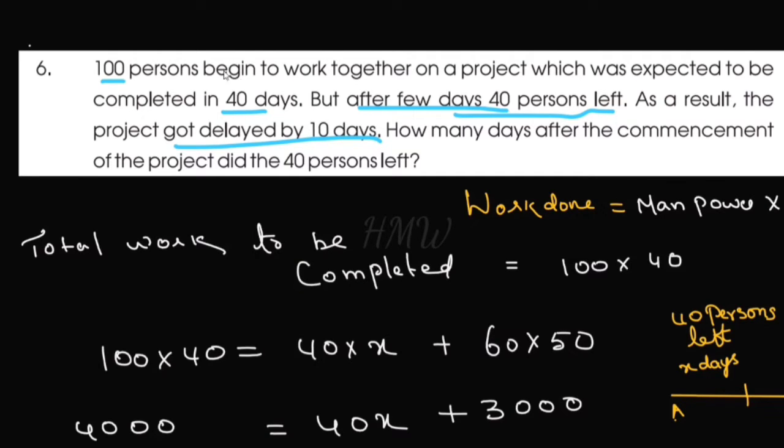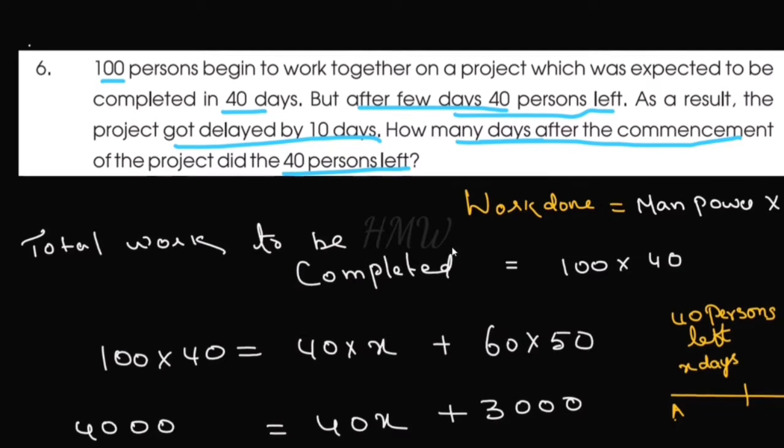They were supposed to complete the work in 40 days. Because few people left, the project got completed in 50 days. 10 more days they had to work. How many days after the commencement of the project did the 40 people leave? So let us take it as X days. After X days, 40 people left.